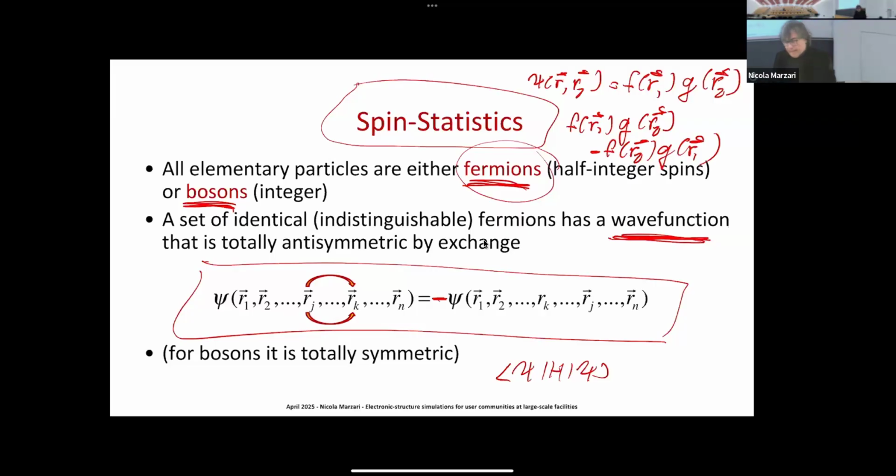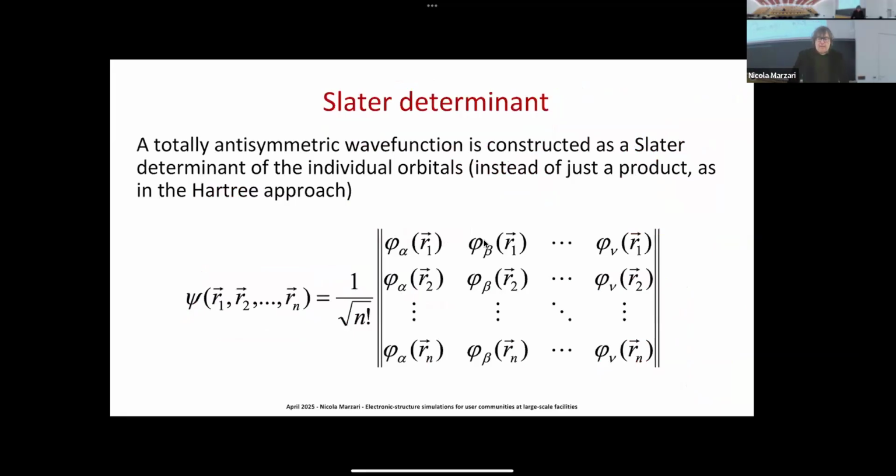Okay? And I can write this object in a very evocative way. That is, I can write it as f(R1), g(R2), f(R2), and g(R1). And if I take the determinant of this matrix, I have the diagonal minus the anti-diagonal. So it's exactly what is written here. And you can generalize this to any number of electrons. That is, you can write what is called a Slater determinant.